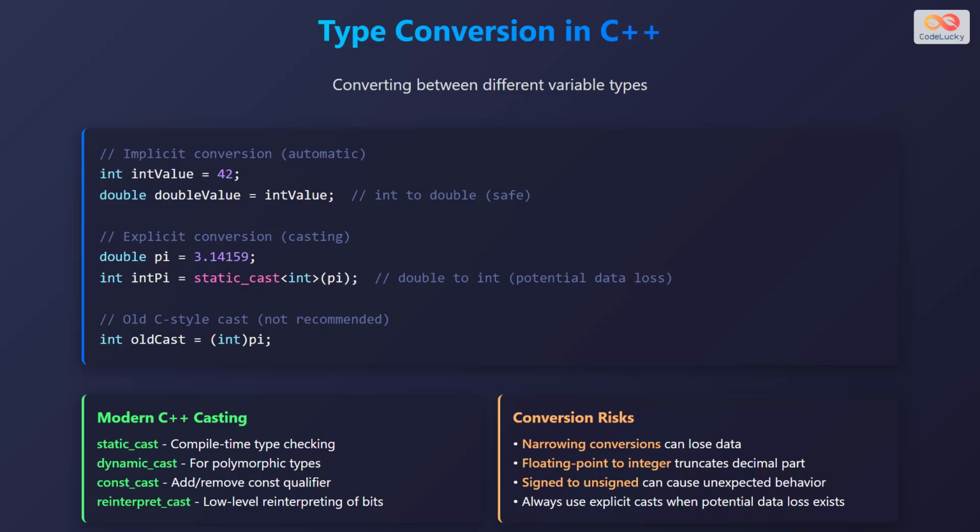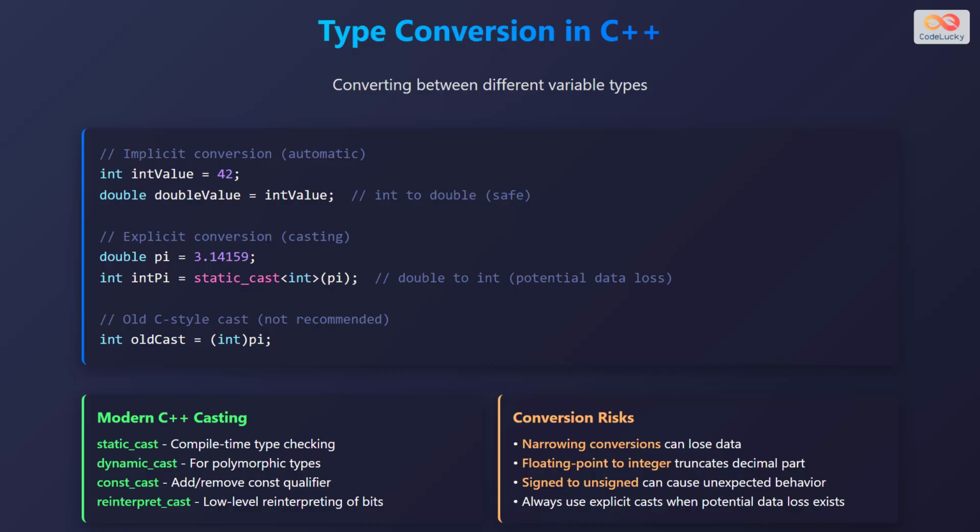Explicit conversion, also known as casting, requires the programmer to explicitly specify the type conversion using casting operators. For example, static_cast<int>(pi) converts the double variable pi to an integer. In older C-style code, C-style casts were used for explicit type conversions. However, modern C++ provides safer and more explicit casting operators.